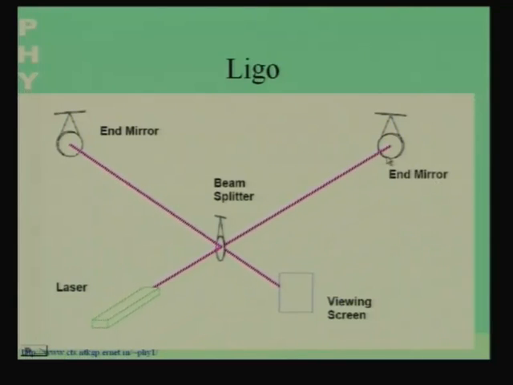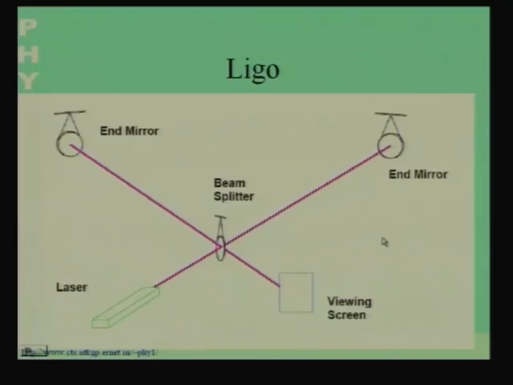the mirrors oscillate, and these oscillations of the mirror are going to produce shifts in the fringe pattern which you will see over here. So, if you can detect these shifts in the fringe pattern, the shift in the fringe pattern is going to tell us that a gravitational wave has passed through.